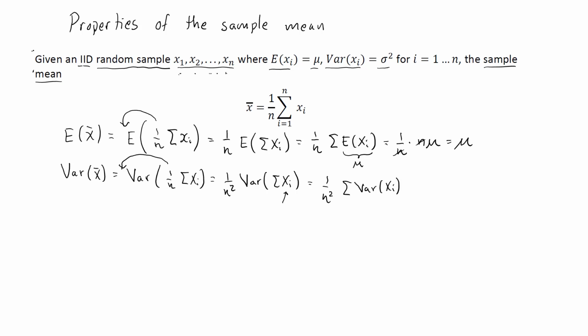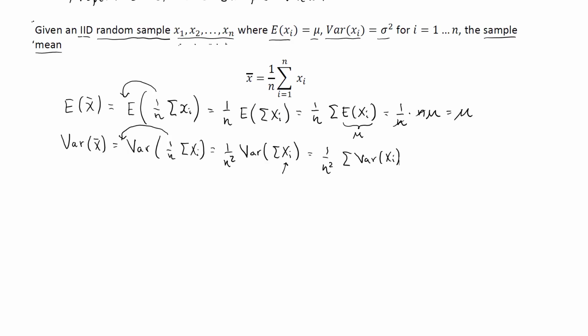So we definitely need the independence assumption, or at least an assumption of the xi's being uncorrelated, for this step to work. All the xi's are identically distributed and they have the same variance sigma square. So this is 1 over n square, n times sigma square. We can cancel one of the n's and it's sigma square over n.